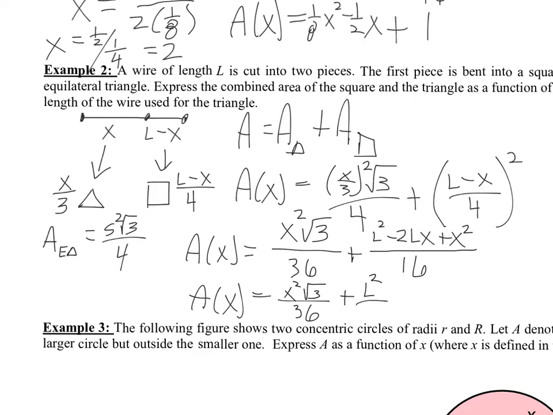Break it up: L squared over 16, that's your constant term. Minus, you have a 2 over 16, which reduces to 1 over 8. So that's Lx over 8, plus x squared over 16.